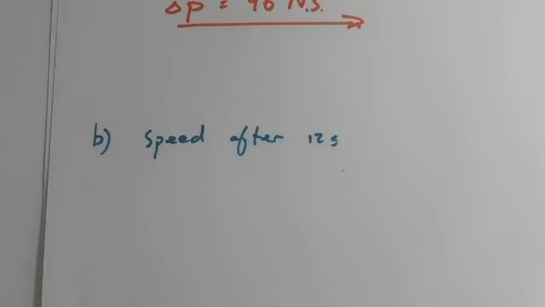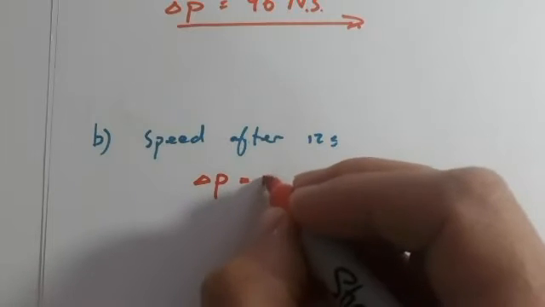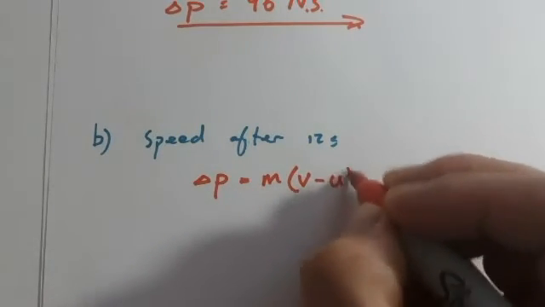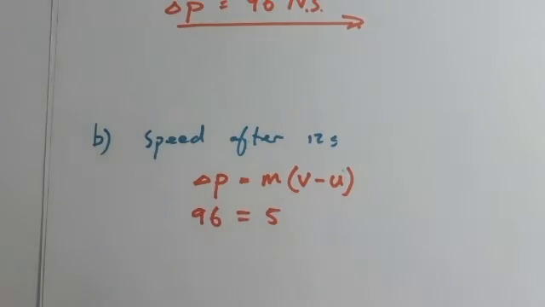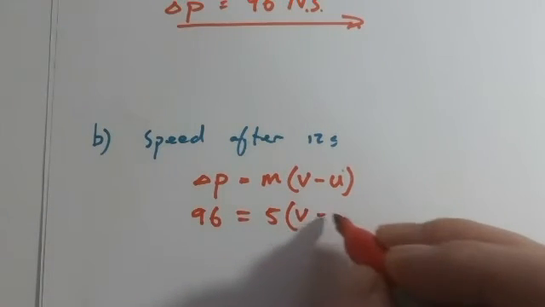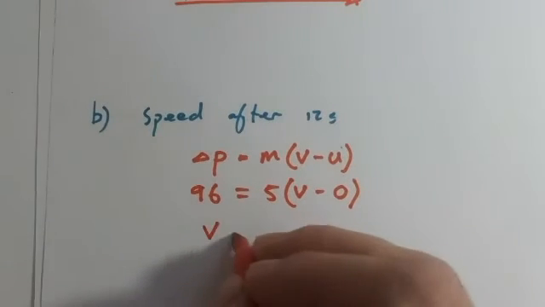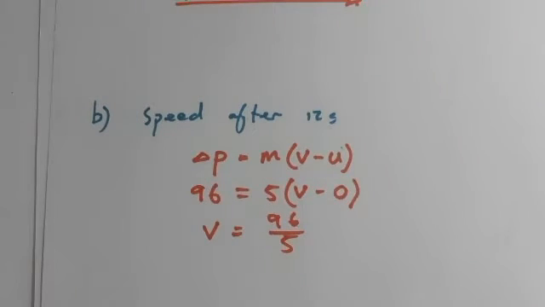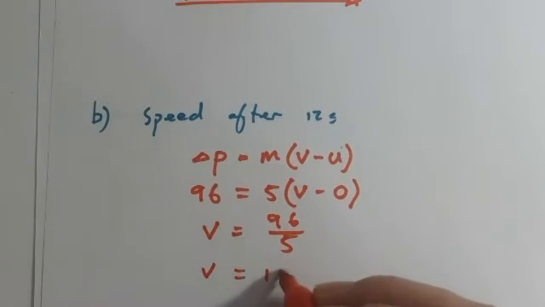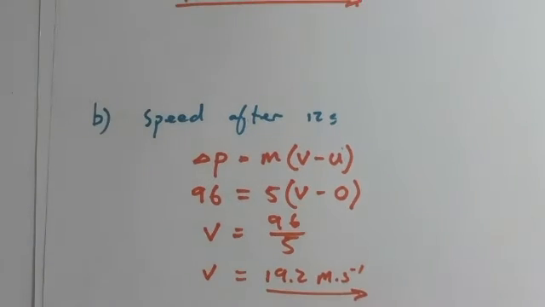Again, we can do the same. It's initially at rest. We use change in momentum as mass times final minus initial velocity. Mass in this case is 5. Change in momentum is 96. I want final, and initial is 0. Having that, immediately we can say v is 96 divided by 5. What is 96 divided by 5? Gives me 19.2 meters per second. Right.